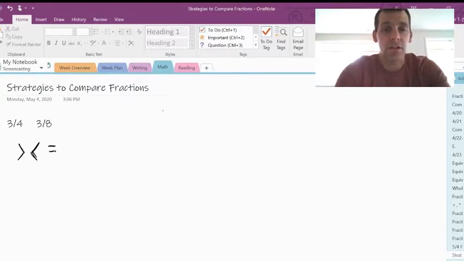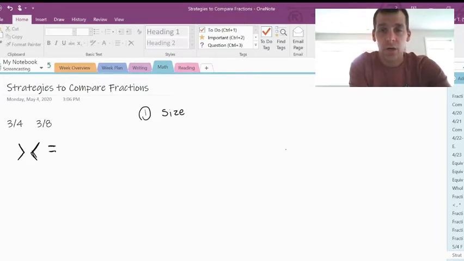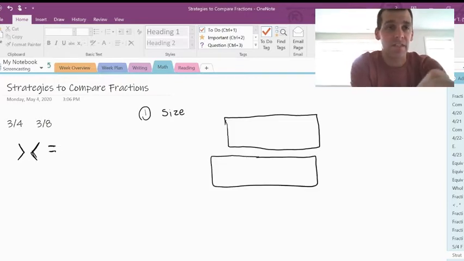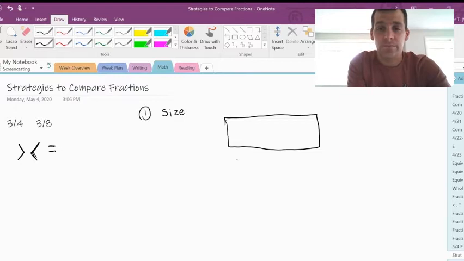The first thing that we might start off with is by looking at size, okay? In this case, we might draw two different rectangles. Again, we want to make sure that our wholes that we draw are the same size, okay? It's not going to be helpful if I draw one like this and the other like this. They're not lined up, because it's then really challenging to determine which one is larger, okay? So it's important that we're talking about the same size whole. In this case, make it about the same.